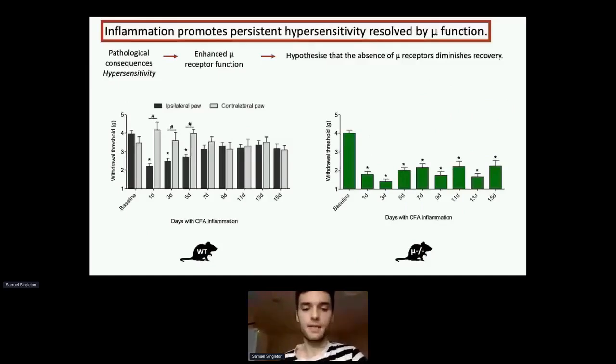First, looking at the role of mu receptors, we can hypothesize that if mu receptor activity is required for recovery from hypersensitivity, then mice which have these receptors deleted should not recover. We can see this comparison here. On the left is the mechanical sensitivity of normal wild-type mice, while on the right is the same for mice lacking mu receptors. While hypersensitivity was transient in the wild-type mice on the left, it was persistent in mu knockouts. These mice just did not recover, suggesting that mu receptor function is required for recovery.